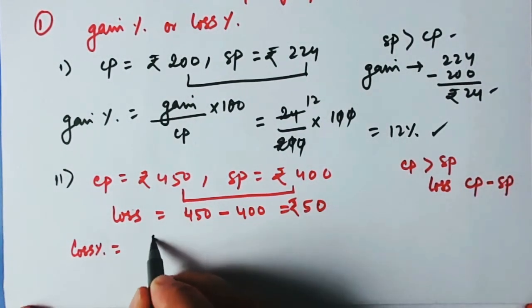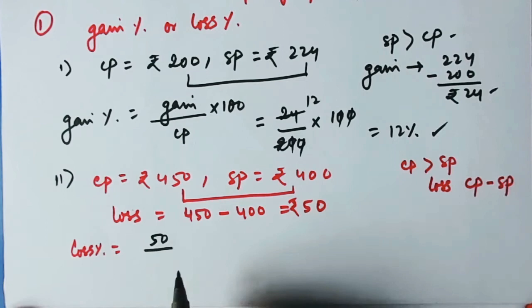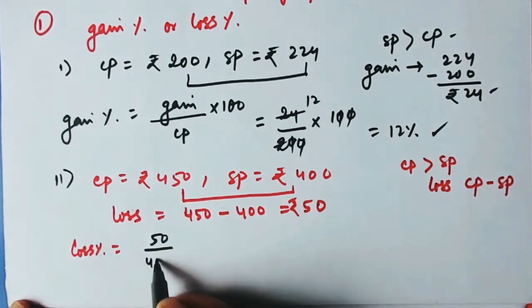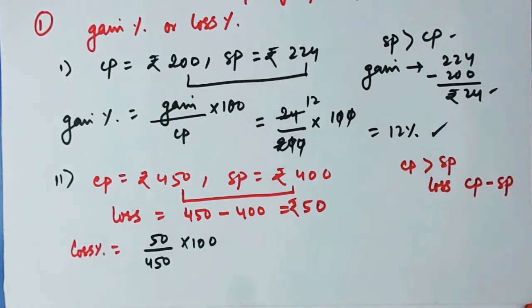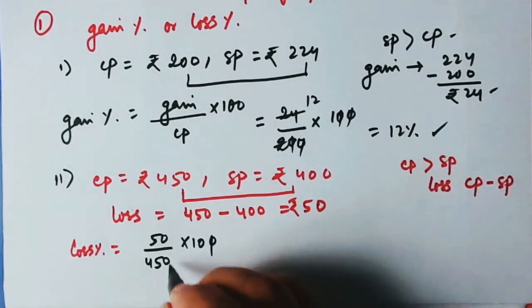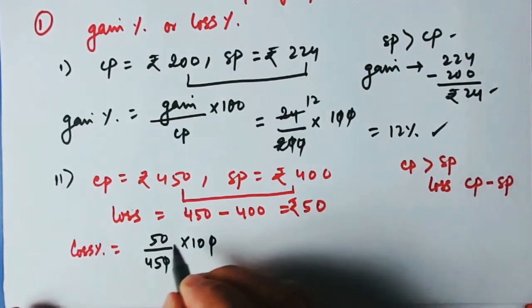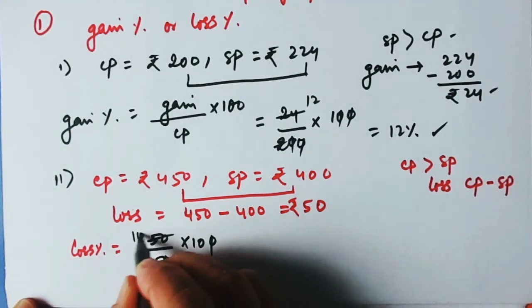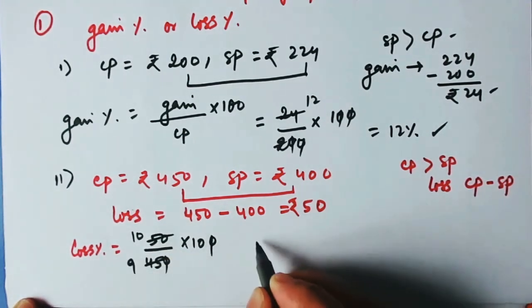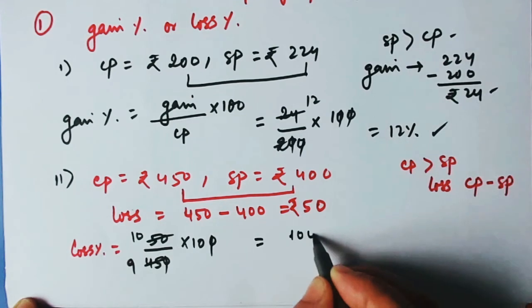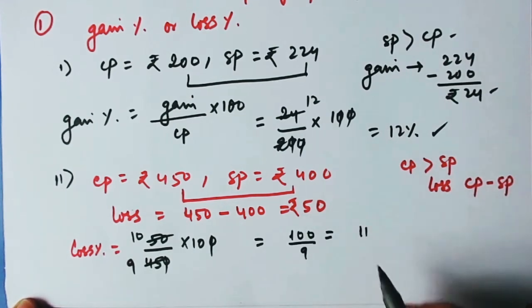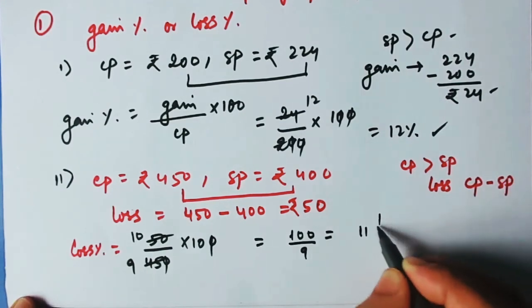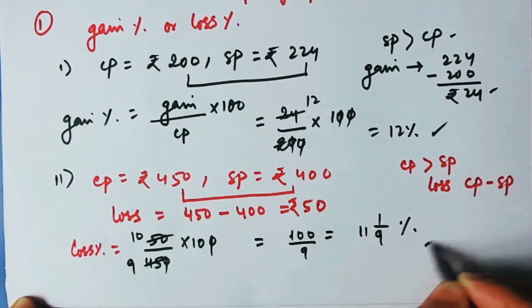So 50 by CP, that is 450, times 100. Always remember times 100. See, have a look. 500, so 5 how many times? 10 times. 5 nines are 45. So here you have 100 by 9, and 100 by 9 is equal to 11 1 by 9% as your loss percent.